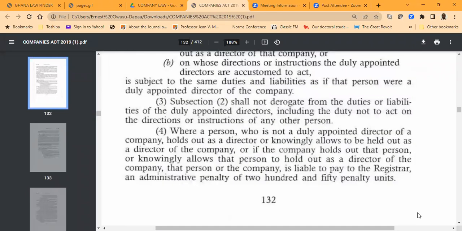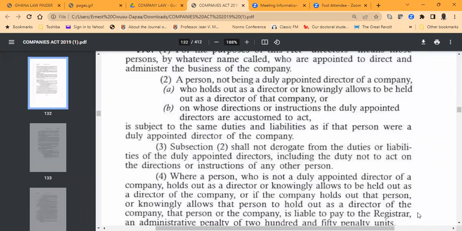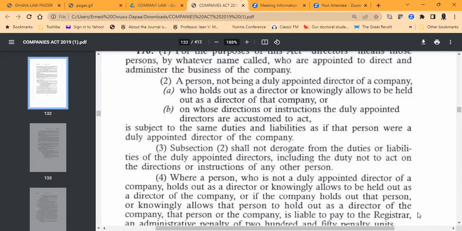And that is why section 170 subsection 2 is saying that if you are not appointed the director, but you hold yourself out as a director, or you knowingly allow yourself to be held out as a director. And this knowingly allowing yourself to be held out as a director is referable to section 172, subsection 3, which we look at, that when you're appointed the director, you must consent in writing. So if you've not accepted in writing to be a director, you know that you've not been appointed a director. So if you are directing and administering the business of the company when, as a matter of fact, you've not been appointed, you've not accepted appointment in writing, that is what section 170, subsection 2A is referring to.